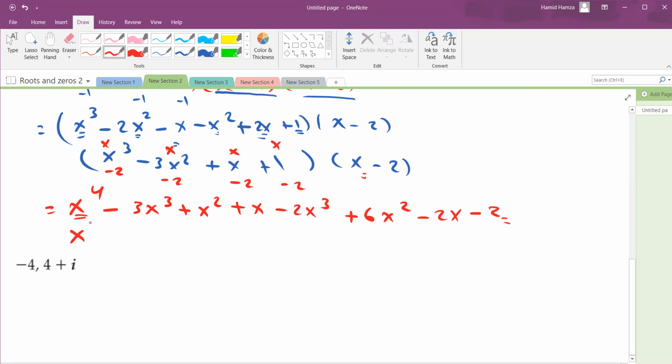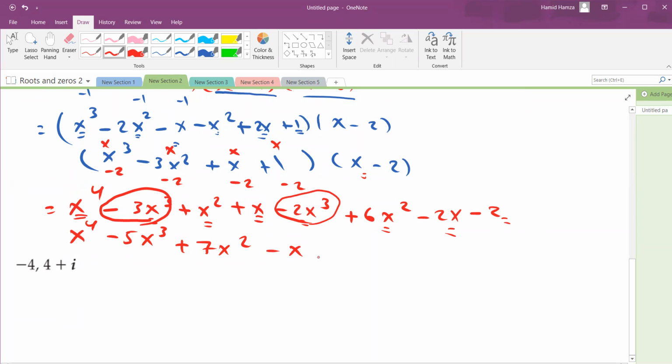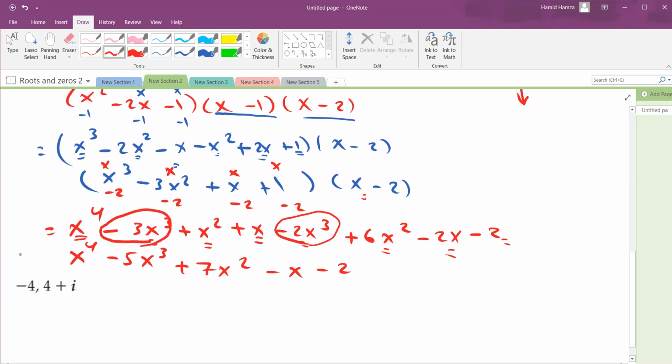So it will be x power 4, then x power 3 and x power 3. So we'll take them together. Negative 3 and negative 2 will be negative 5x power 3. X power 2 and 6x power 2 will be 7x power 2. X and negative 2x will be negative x. And at last, negative 2. So this one, guys, this is the required function.